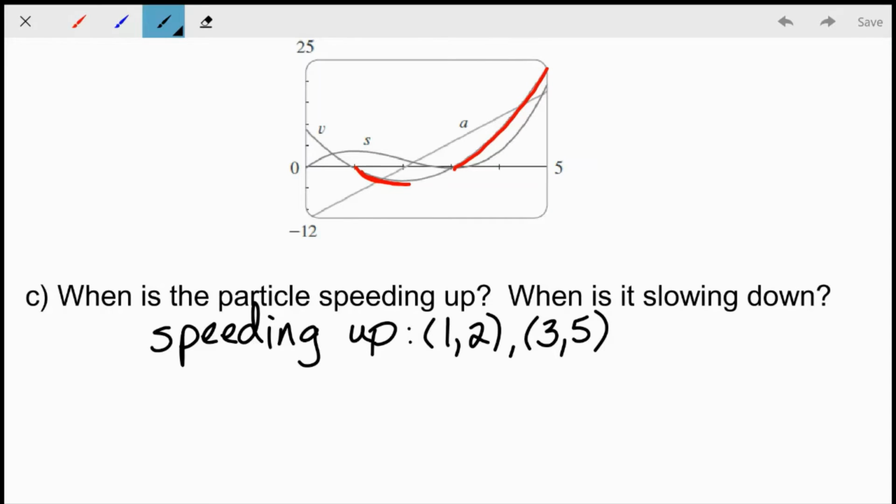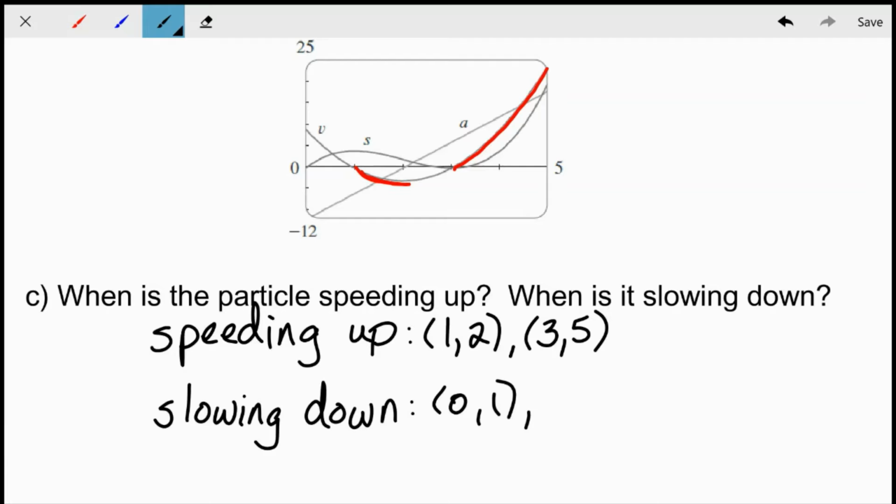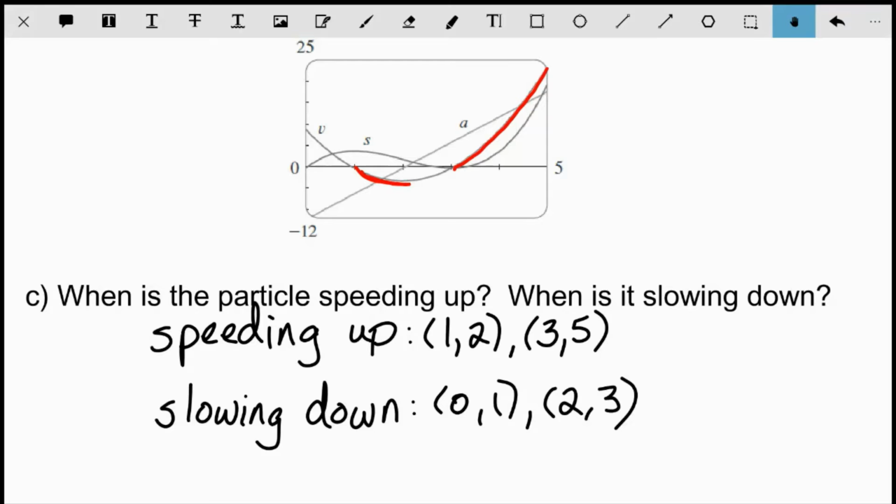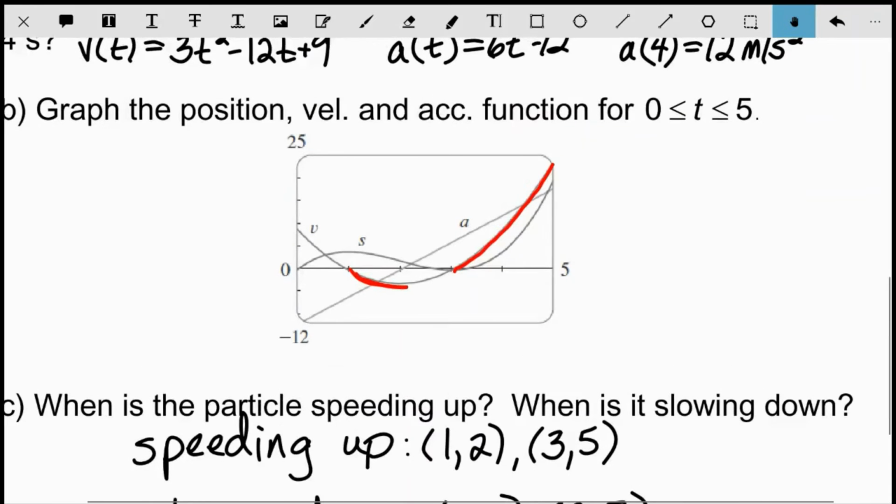Okay, and then also here for slowing down, we want to have the intervals where the velocity is getting closer to 0. And you can see the time interval from 0 to 1, which we looked at earlier, and then the time interval from 2 to 3. Okay, so again, either include or don't include the endpoints. It doesn't really matter. Just be consistent with the way that you write it. Okay, so that's one way we can do it, is just looking at the velocity graph.